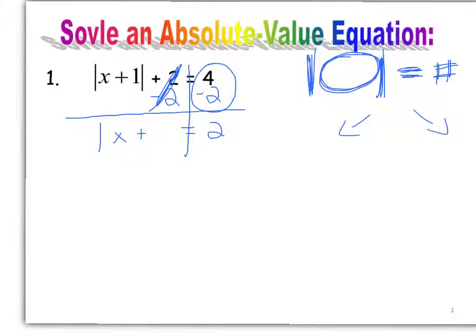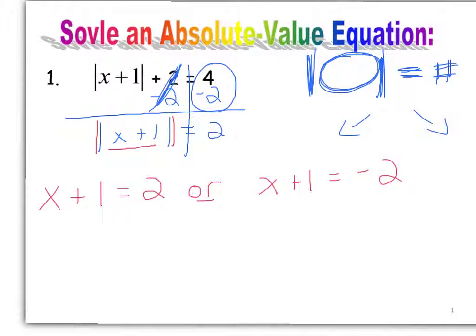We have the absolute value of x plus 1 all by itself over here on the left, and then equals 2. Now we can solve this equation the way we have done with the other examples. We have this quantity, x plus 1, inside the absolute value. So we need to find the value of x that will make x plus 1 equal to 2, or x plus 1 equal to negative 2.